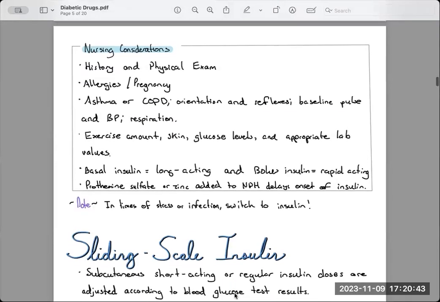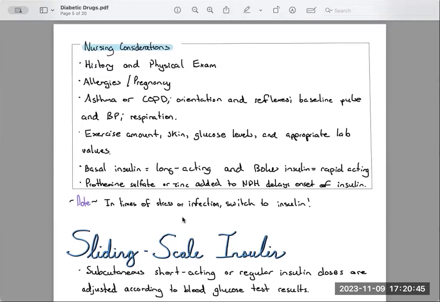And this is just some nursing considerations. Like I said, pregnancy, good for them, right? Allergies wouldn't be so good with insulin. If they have asthma or COPD and they're taking steroids, we might have to be careful with the insulin because the steroids are going to raise the sugar even more while the insulin's trying to lower it.